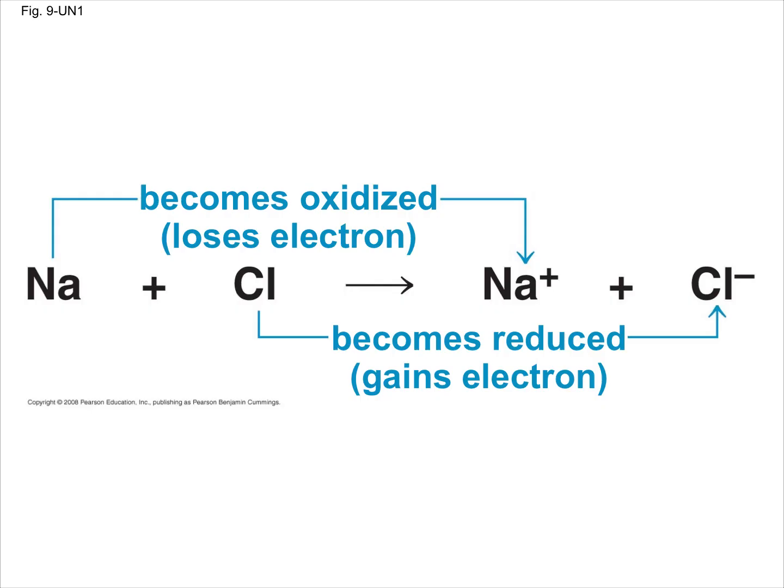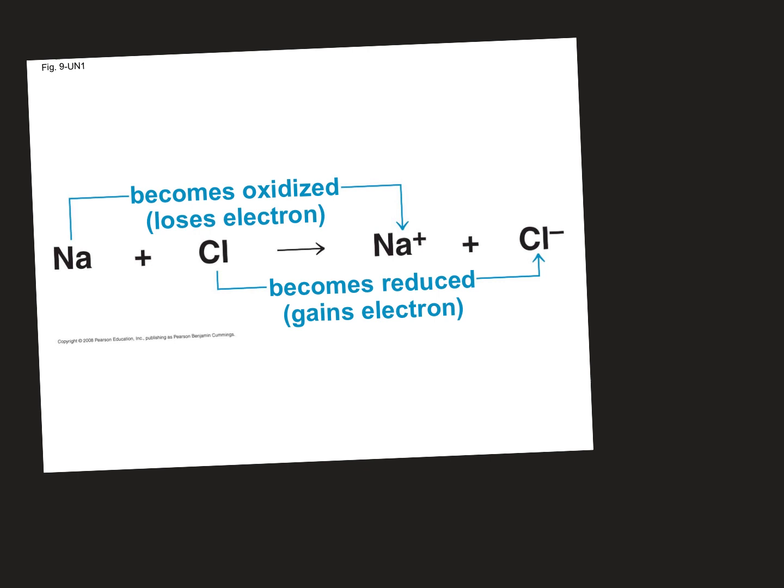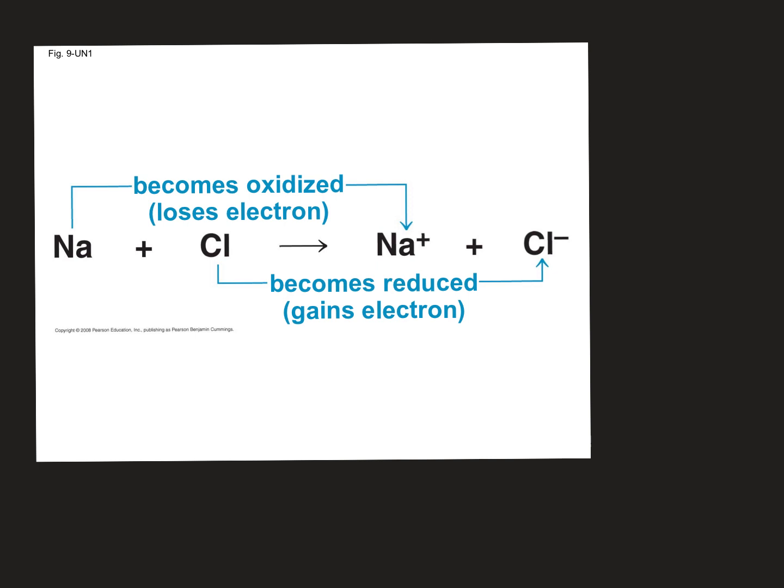Let's take a look at this. Na and Cl, sodium chloride. When sodium comes into contact with chlorine, chlorine takes an electron and it becomes reduced. Do you see the negative? The opposite of being reduced is called oxidized. I can print that out too. All the slides will be printed. When something gets oxidized, something else gets reduced. It's called an oxidation reduction reaction.